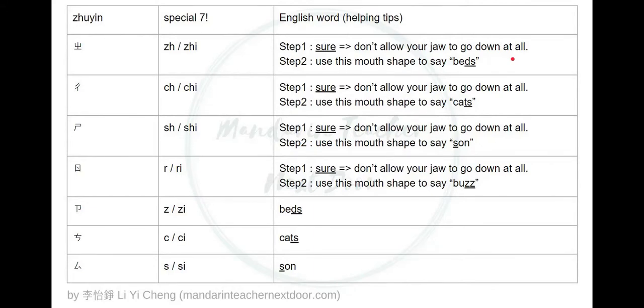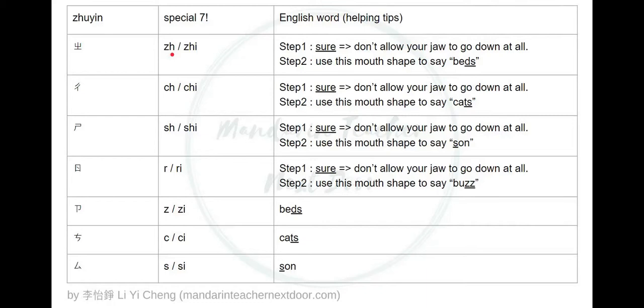So when you say sure, I want you to stay at that place, where your mouth shape is a bit rounded, and your tongue is slightly touching the top of your mouth. Stay that way. Do not allow your jaw to go down at all, and the mouth shape doesn't get loose. The tongue stays there. You stay at that mouth shape and the tongue curl up position, and then use that mouth shape to say Z sound.